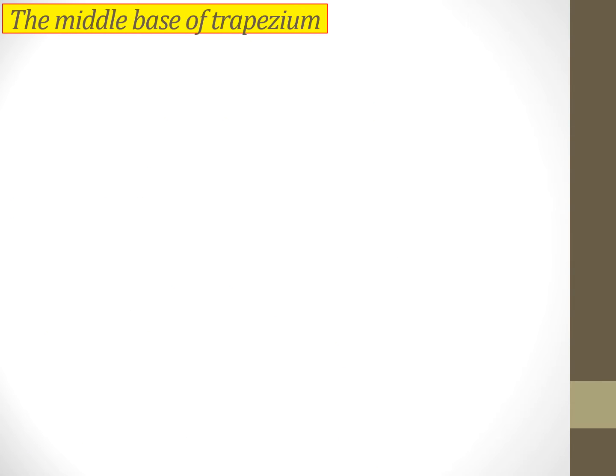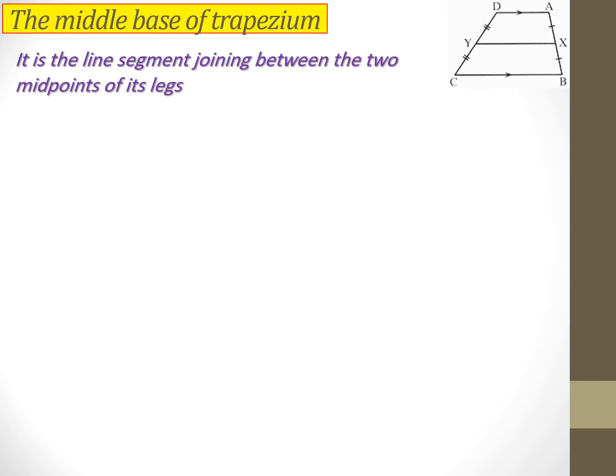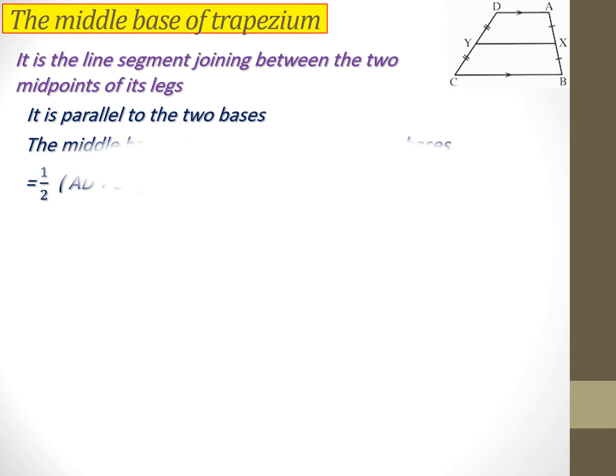And now I will talk about a new definition, the middle base of trapezium. It's the line segment joining the midpoints of the two legs of the trapezium, as XY. X is the midpoint of AB and Y is the midpoint of CD. Then XY is called the middle base of the trapezium and it is parallel to the two bases, XY parallel to AD and CB.